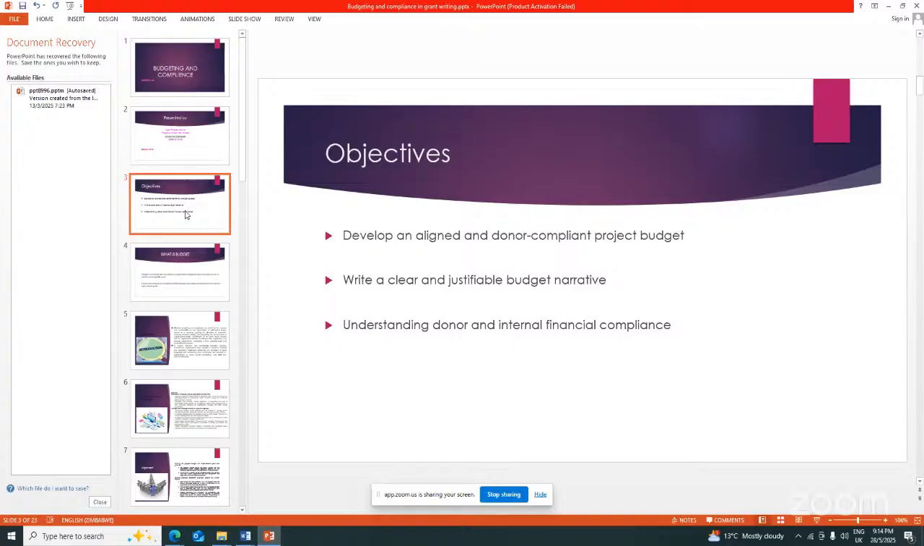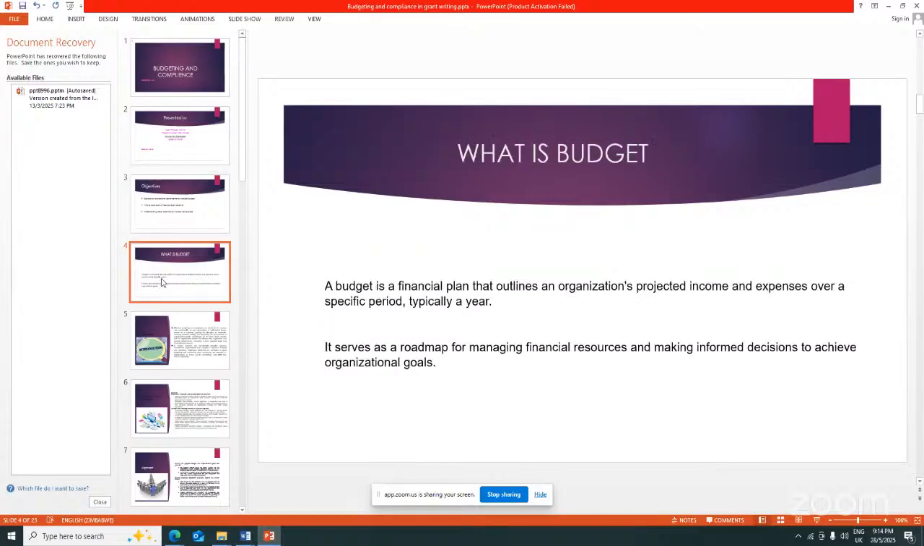So budgeting, a budget by definition is a financial plan that outlines an organization's projected income and expenses over a specific period, typically a year, maybe a year, 5 years, 10 years or so. A budget usually serves as a roadmap for managing financial resources and making informed decisions to achieve the organizational goal.